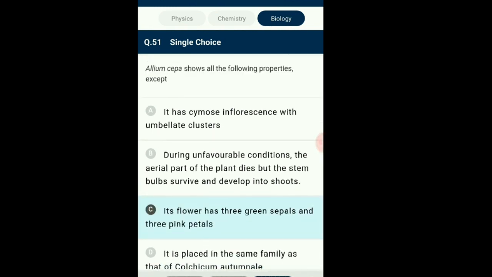Its flower has 3 green sepals and 3 pink petals. Except this property, all the remaining properties are seen in the family Liliaceae. AIIMS.